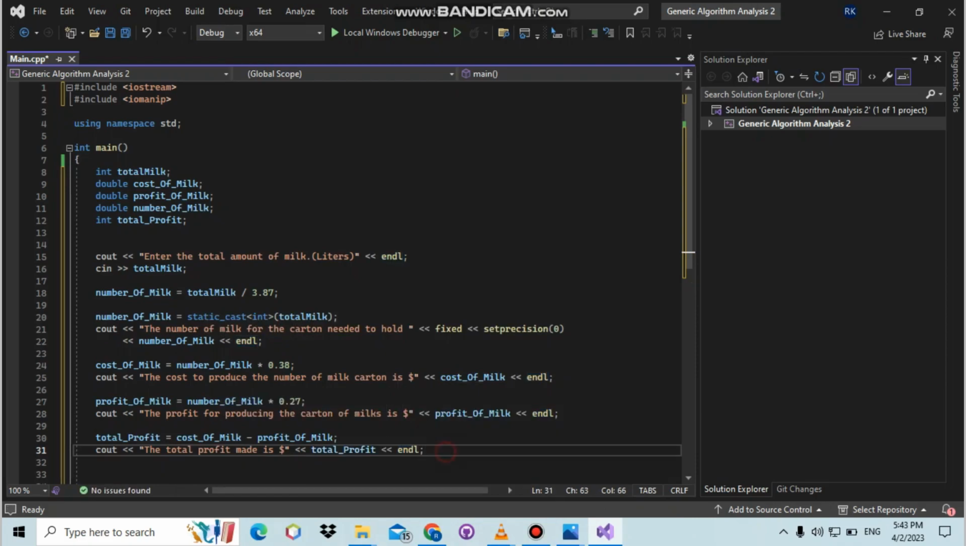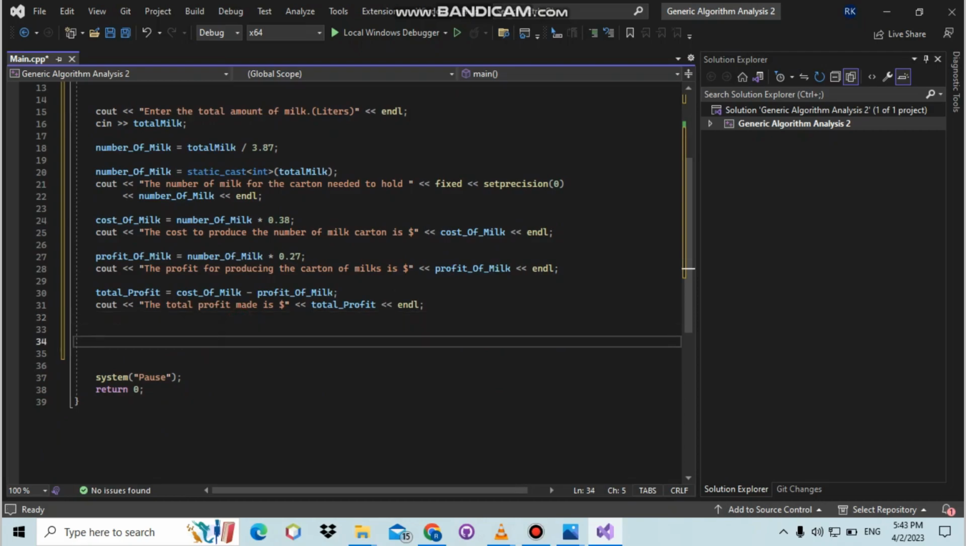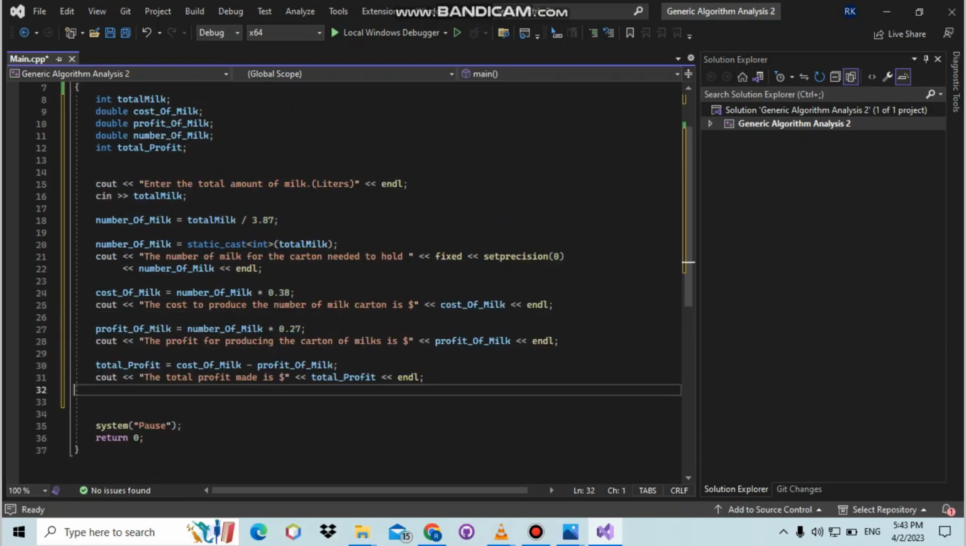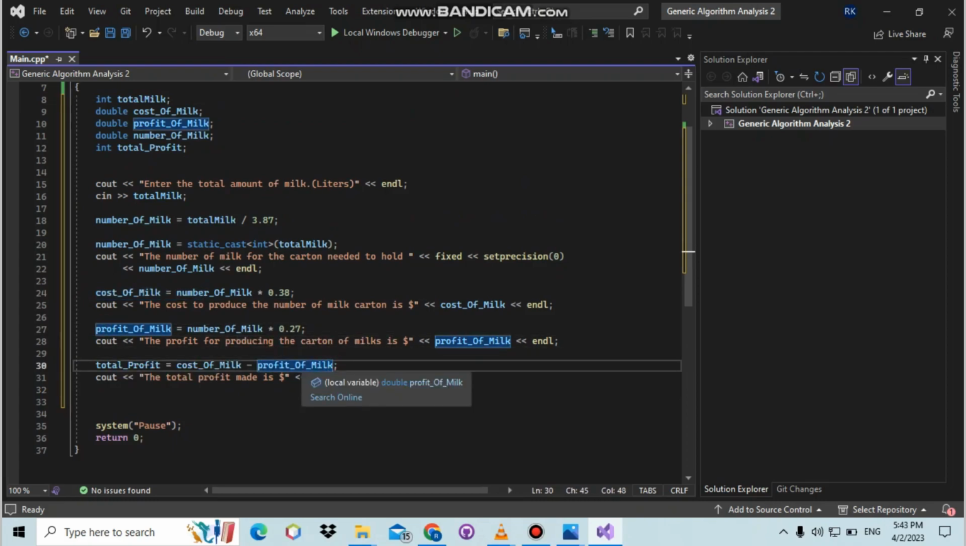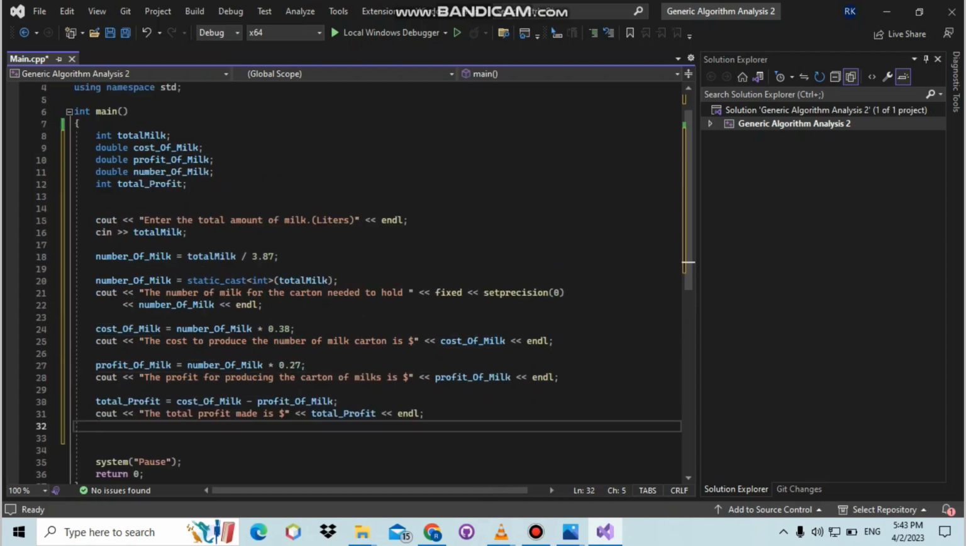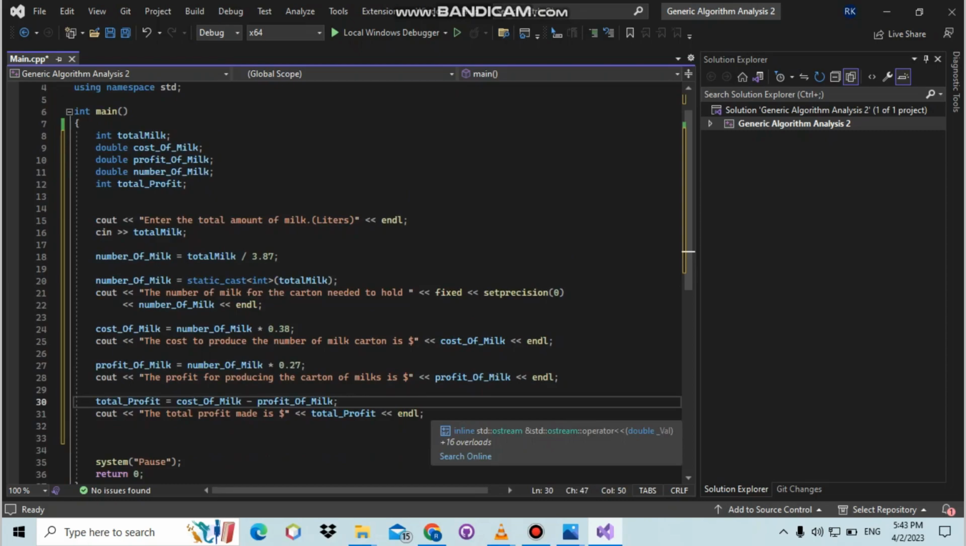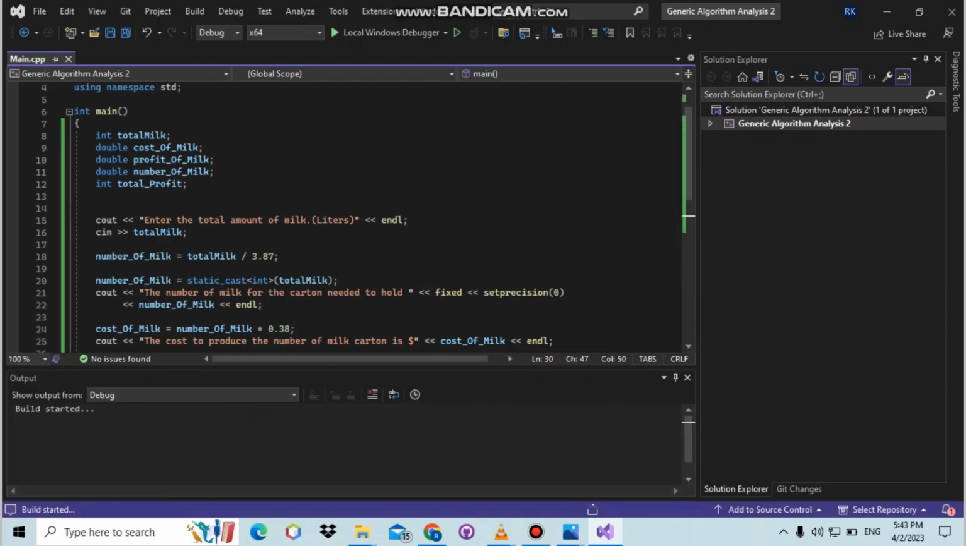Awesome. Okay, so what I want to see is, if we subtract these two from one another, how much is left eventually from the producing of the milk, and the profit of the milk also. So what's happening here, guys, is that let's first compile our program. Compile with Shift B.